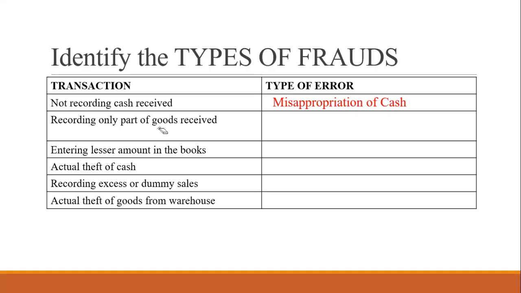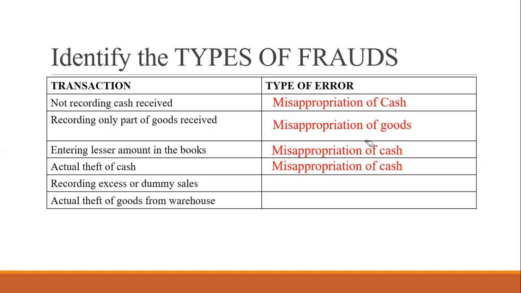Yes, perfect. Second one, recording only part of goods received. What kind of misappropriation is it? Yes, it is misappropriation of goods. Perfect. Third one, entering lesser amount in the books. Yes, it is misappropriation of cash. Perfect. Actual theft of cash. Yes, that also is misappropriation of cash.